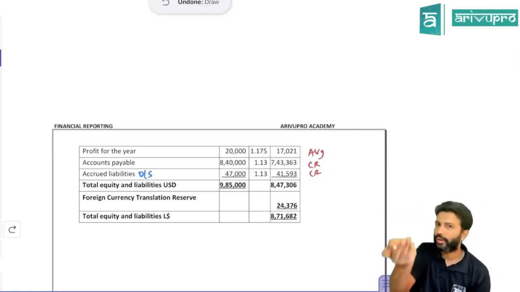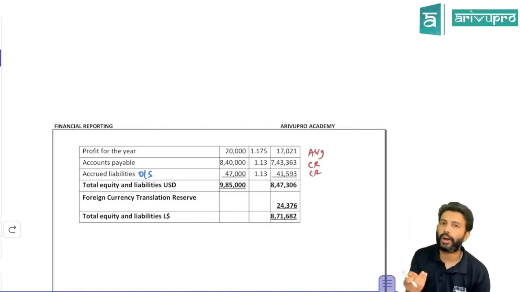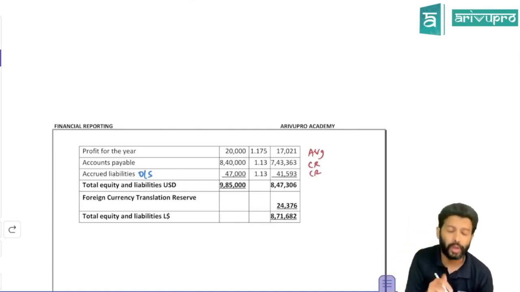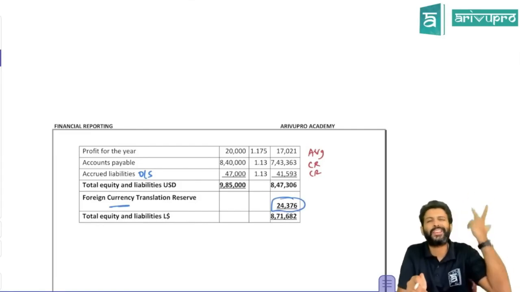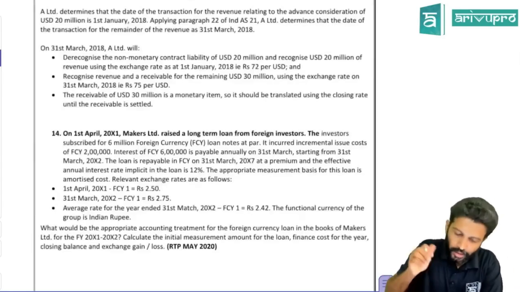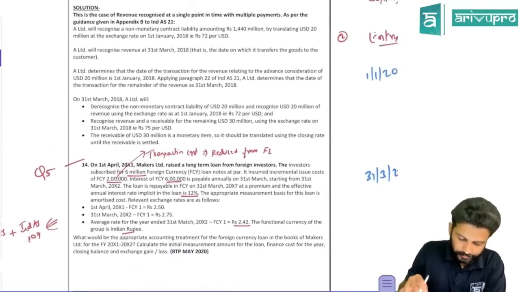So do this. When you convert, obviously the debit side and credit side will not match. There will be a difference. That difference you'll have to accumulate in FCTR. That's what they've given over here. That's all. Simple conversion, remembering the exchange rate. That's all it is. Okay. All right. The next one.